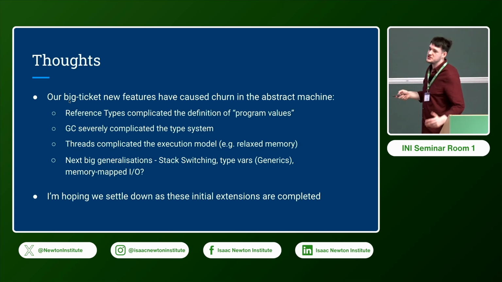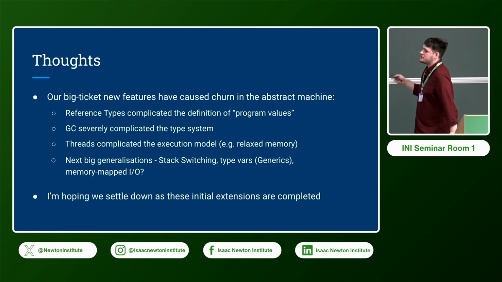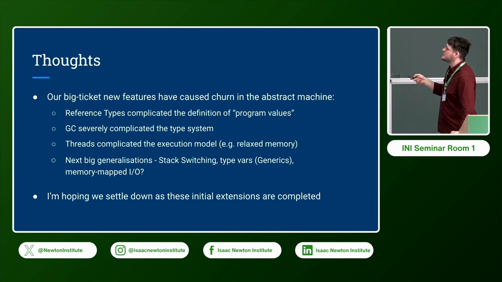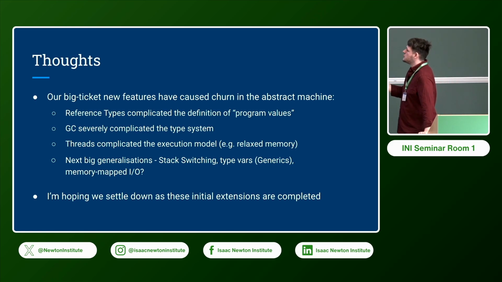Then we have GC, which, as we already discussed, is going to massively increase the complexity of the type soundness proof and parts of the interpreter related to dynamic casting. Threads will maybe not make it into 3.0, but maybe 3.1. Obviously complicates the execution model and relaxed memory as a whole thing if you want to make an interpreter. And then the next big generalizations coming after 3.0, we have stack switching, which Sam Lindley is working on. We have ideas of generalizing the GC type system into type variables, some kind of form of generics. And there's also a proposal by Google to do memory mapped I/O, which would complicate the structure of the WebAssembly memory.